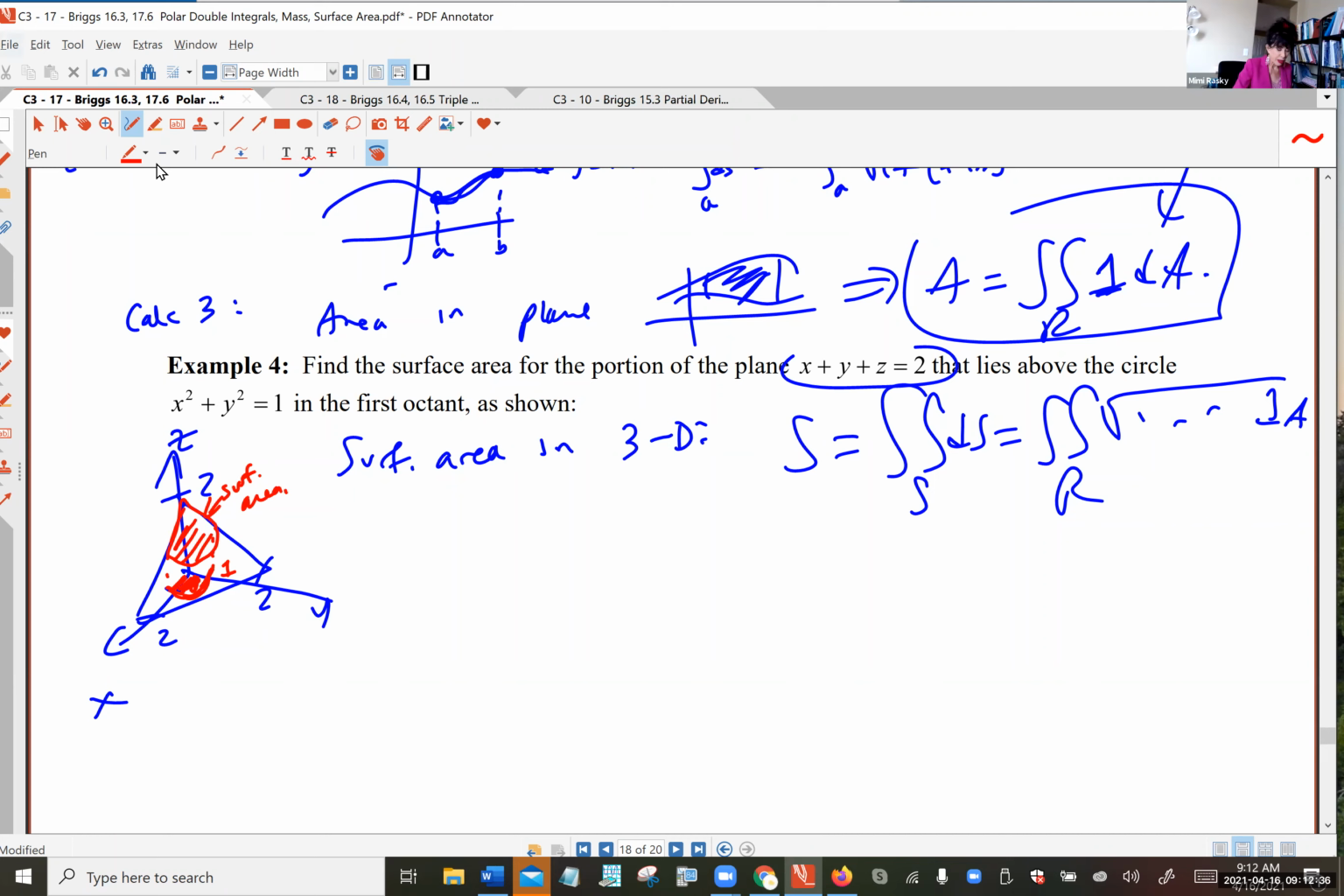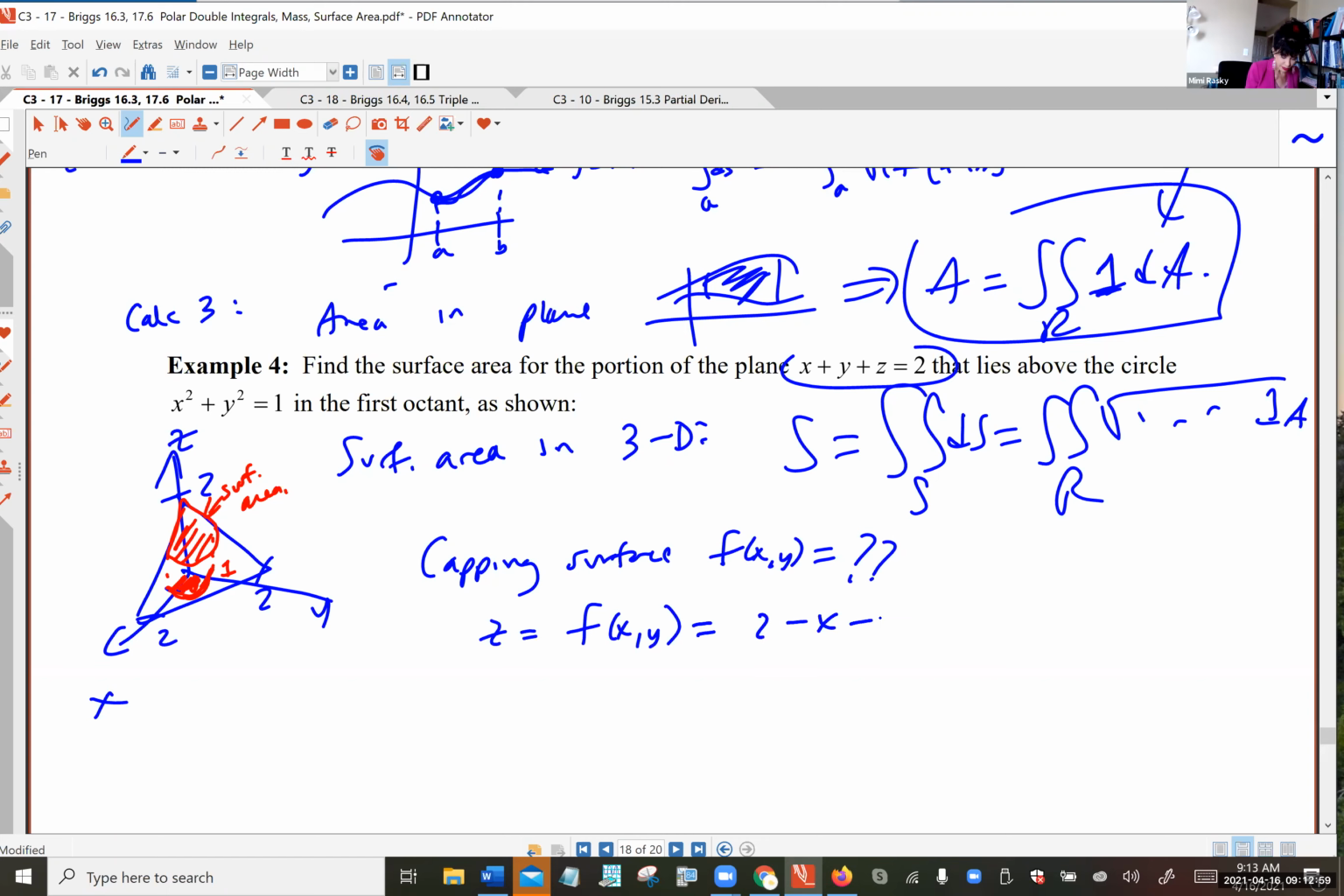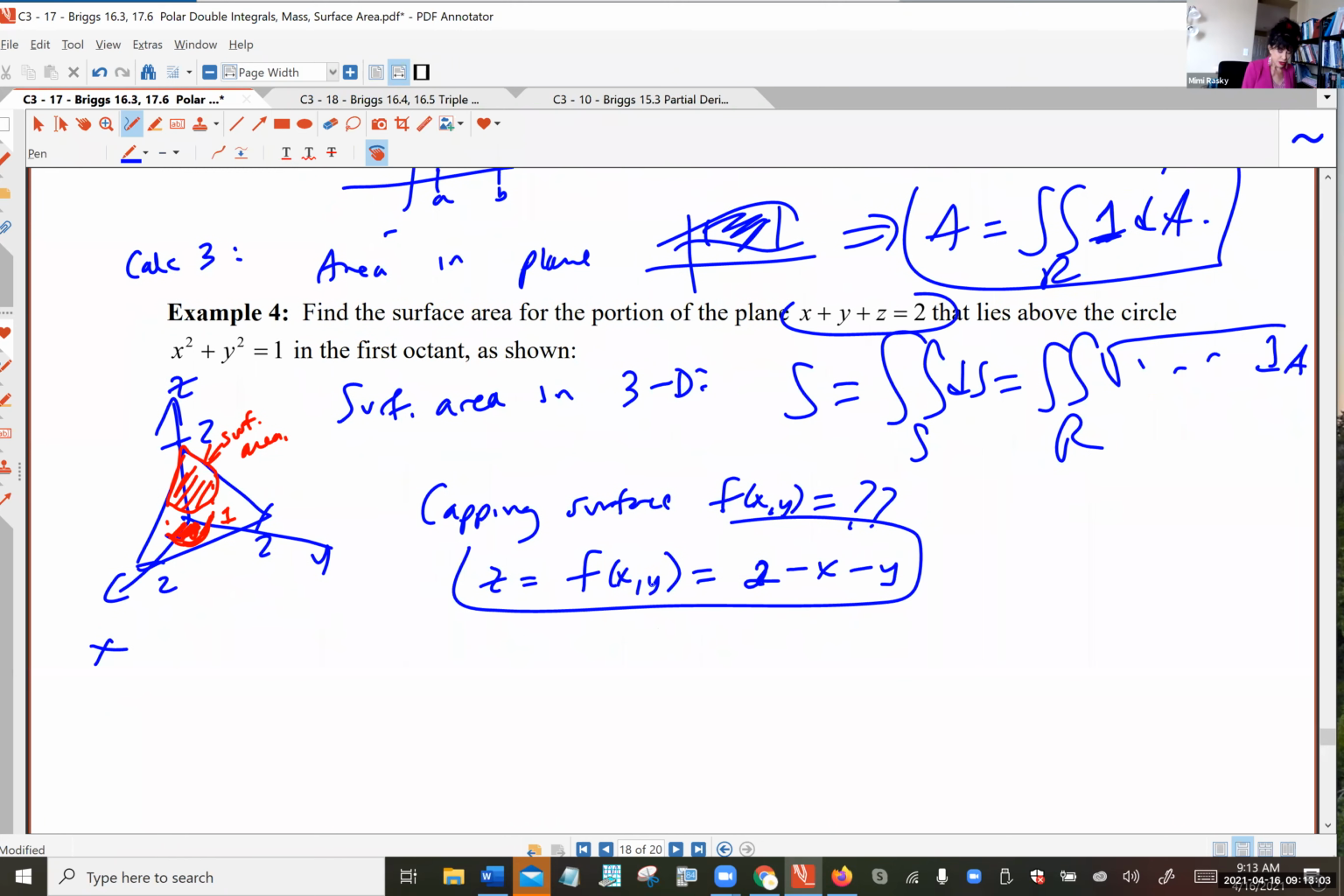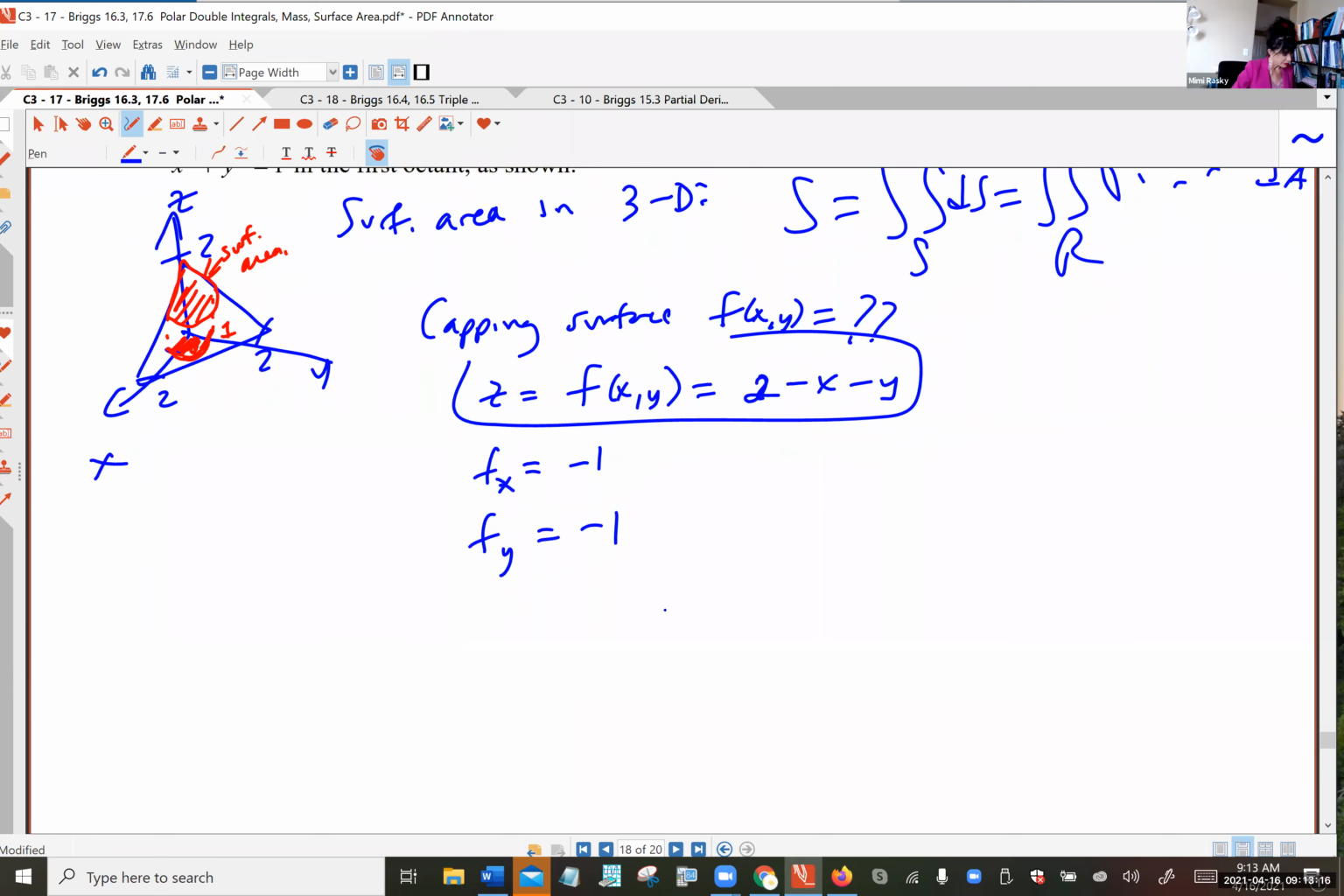So the way you're going to do this problem, and it is a little bit tricky, and this is going to be similar to something I'll put on the quiz on Sunday. You got to know how to do surface area. What is your capping surface? Your capping surface, which we like to call f of xy, how do we find it? Well, you're going to solve the plane equation for z. And that's pretty easy because you're just going to subtract x and y from both sides, and you'll get 2 minus x minus y. There's the capping surface. So good news, you can now get your 2 partials, fx and fy, because you'll need those when you're putting together your surface area element. So this is going to be, easy, -1 and -1 respectively.